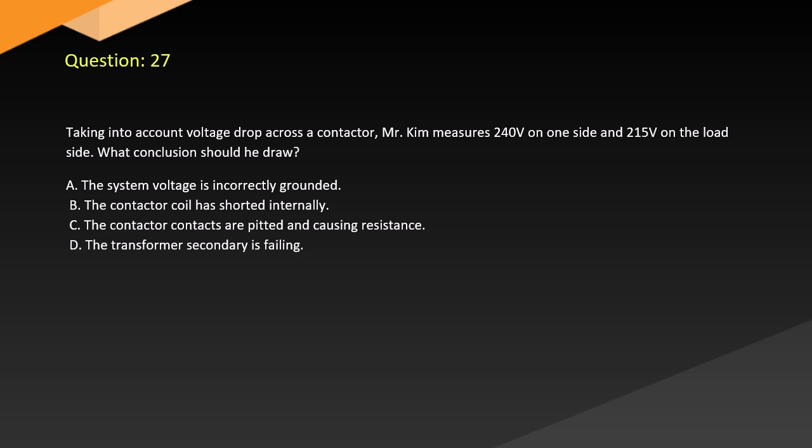Question 27. Taking into account voltage drop across a contactor, Mr. Istakim measures 240 on one side and 215 on the load side. What conclusion should he draw? A. The system voltage is incorrectly grounded. B. The contactor coil has shorted internally. C. The contactor contacts are pitted and causing resistance. D. The transformer secondary is failing.